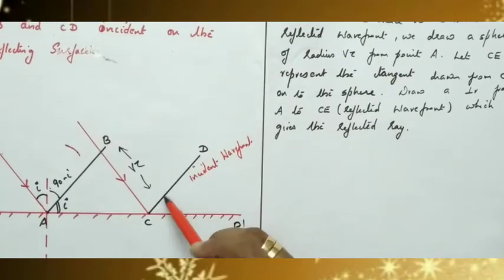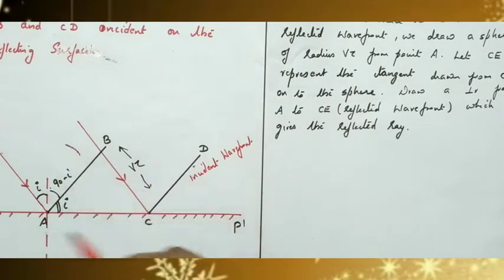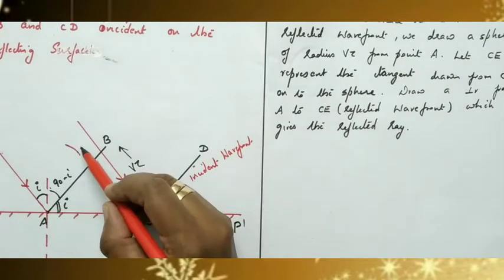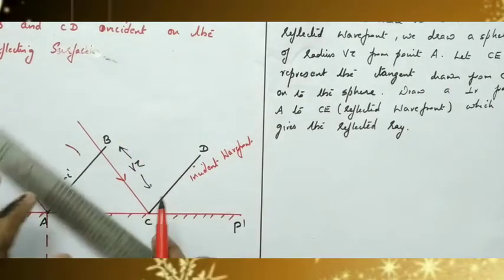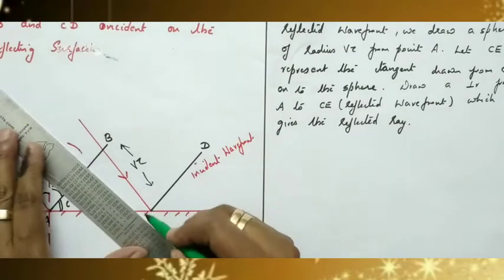Now draw a tangent from C to the sphere, or to the curve. Draw a tangent from C onto the curve like this.